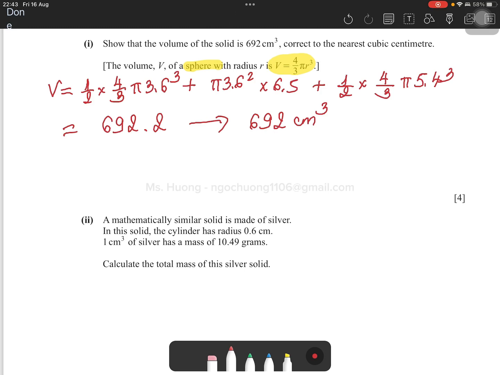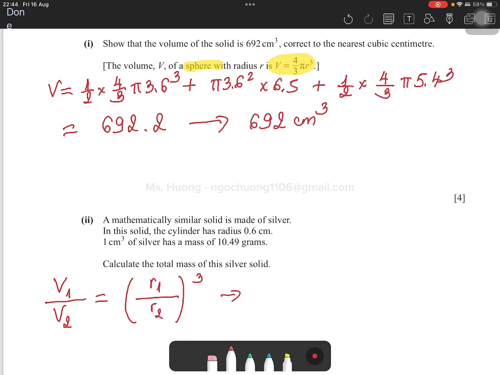Second question, a mathematically similar solid is made of silver. In this solid, the cylinder has radius 0.6 centimeters, and 1 cubic centimeter of silver has a mass of 10.49 grams. Calculate the total mass of this silver solid. So first, we see that the volume of the first solid to the volume of the second solid is equal to the cube of the ratio of their radius. The radius of the first to the radius of the second.